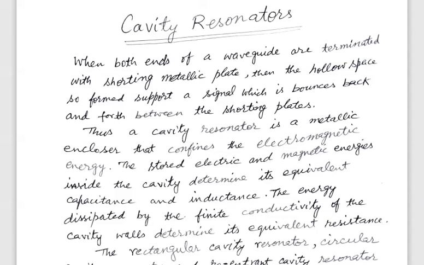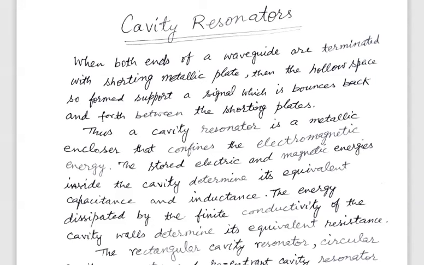Now in today's lecture we will discuss cavity resonators, and then we will find the field equations for the rectangular cavity resonator, as well as the resonant frequency and the energy stored in the form of electric and magnetic fields in a rectangular cavity resonator. So first of all we define a microwave cavity resonator.